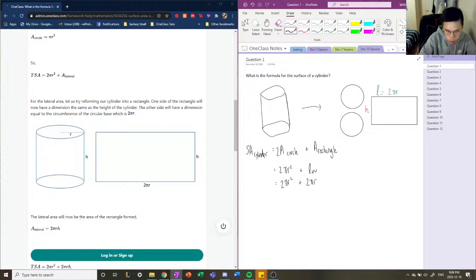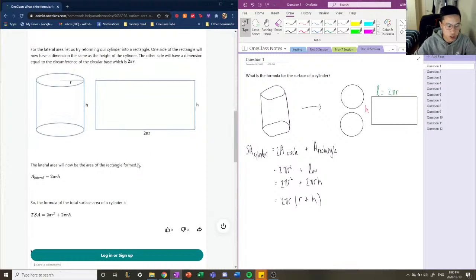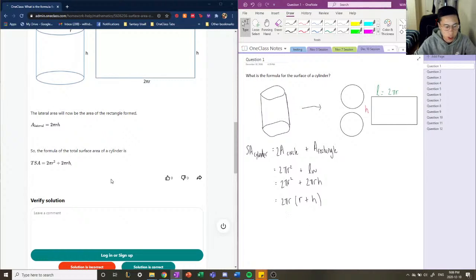Okay, and if we were to factor out 2 pi r, we would get 2 pi r times r plus 1. Oh, I forgot the h. So this should be h. Okay, so this is the surface area of a cylinder, which is 2 pi r squared plus 2 pi r h, or 2 pi r times r plus h.